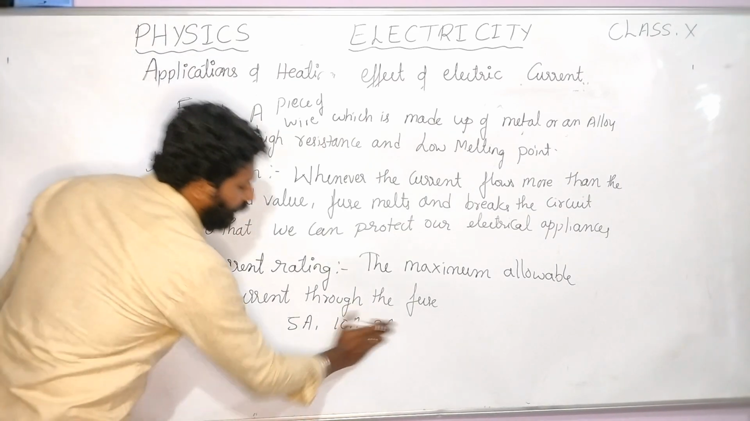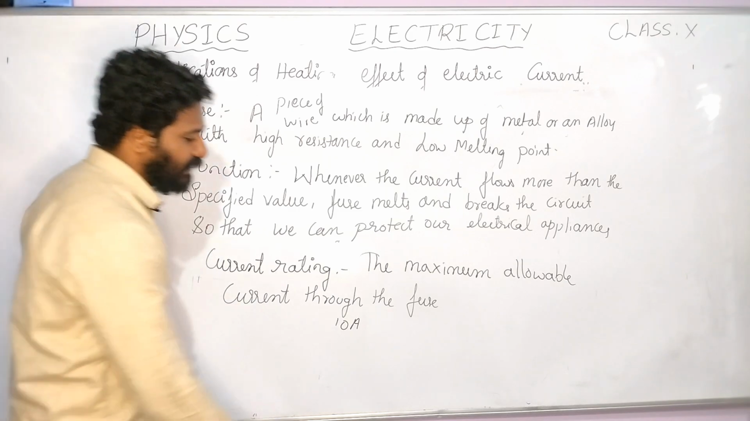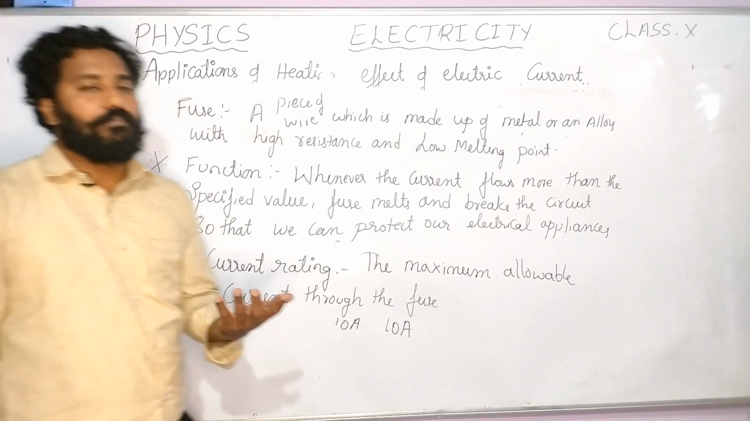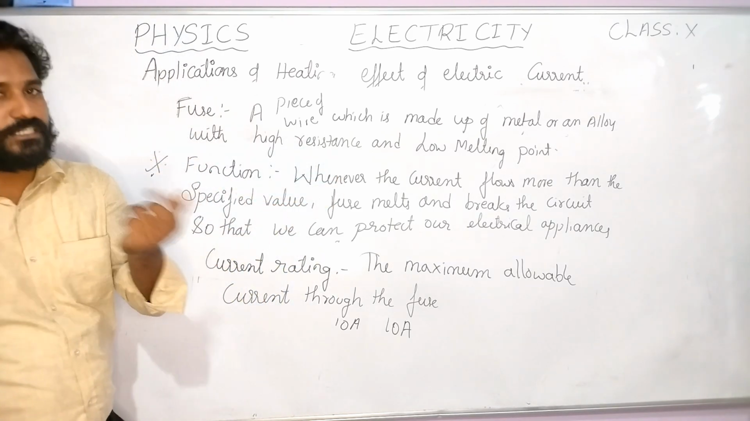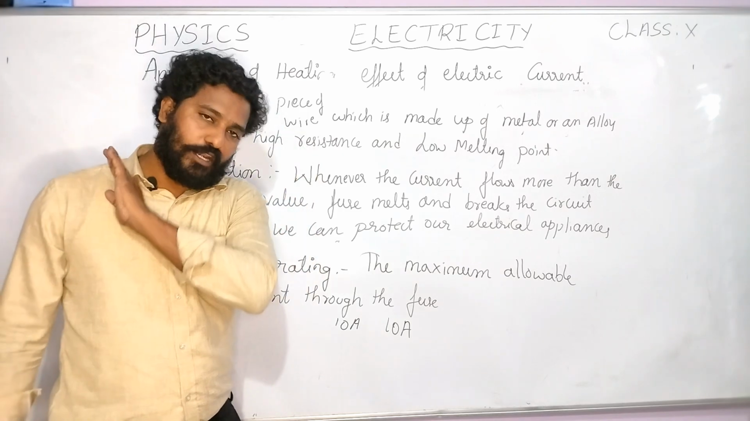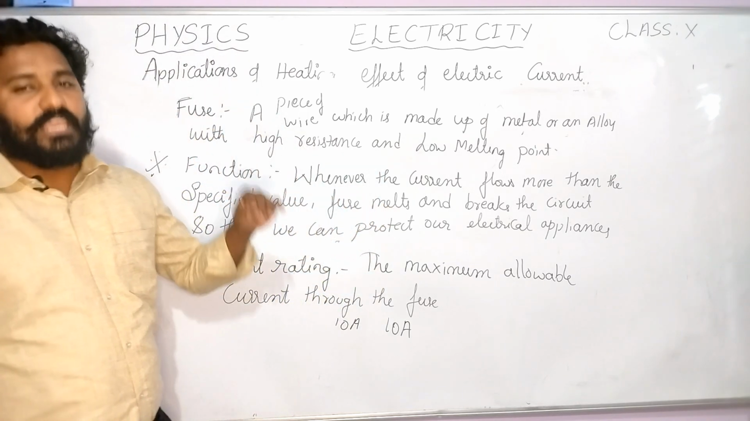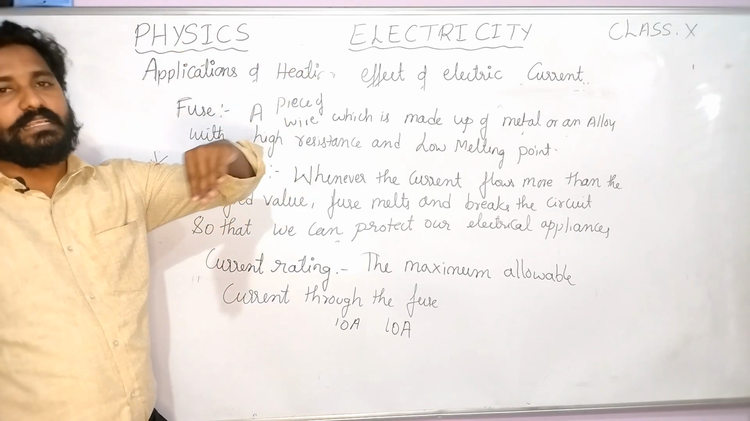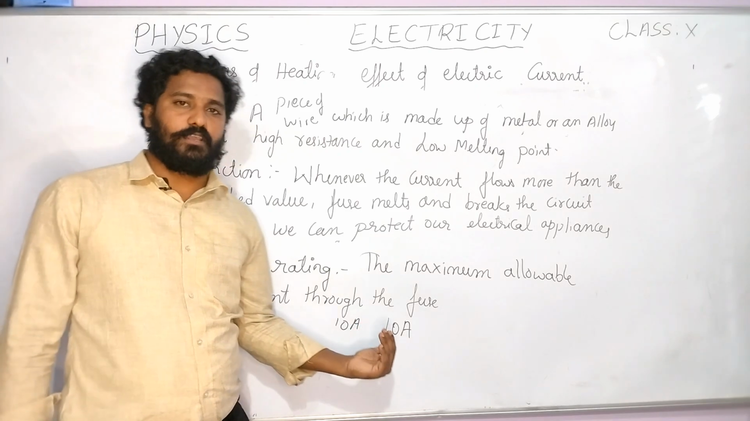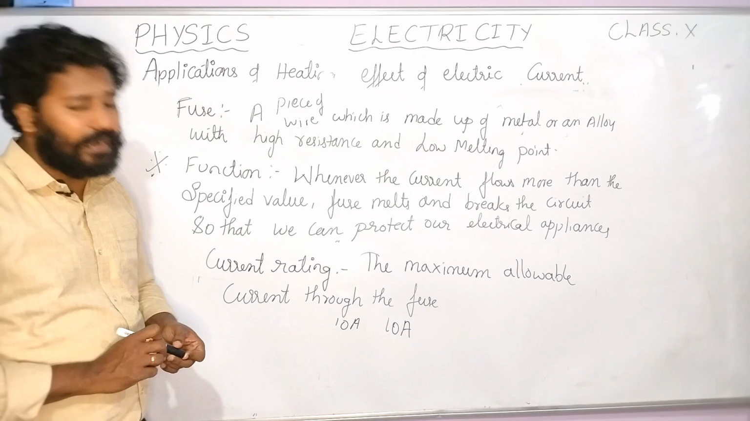Suppose the current rating is 10 ampere, as an example. What if the current flows exactly 10 ampere? Will the fuse melt or not? That is the question. The current rating is 10 ampere, so the fuse will not melt because it is exactly equal to the current rating. If the current flows more than that, at least 10.1 ampere, 10.2 like that, the fuse melts and breaks the circuit. So this is about the current rating.